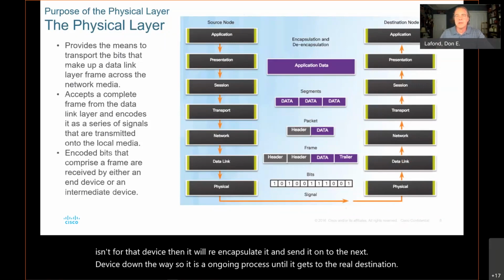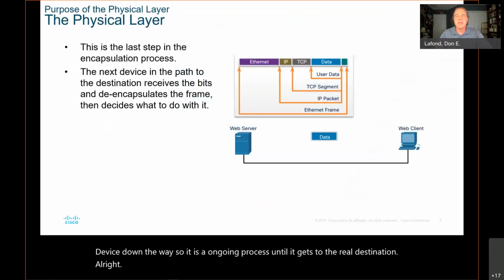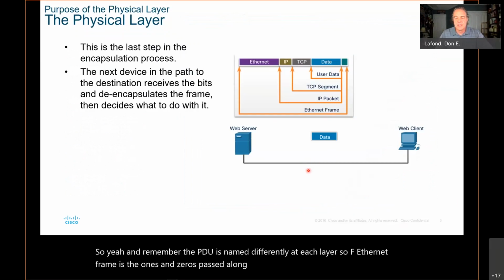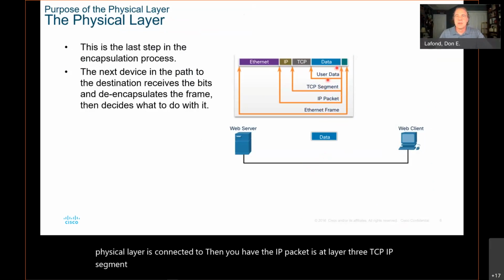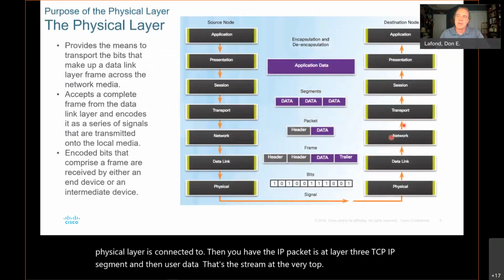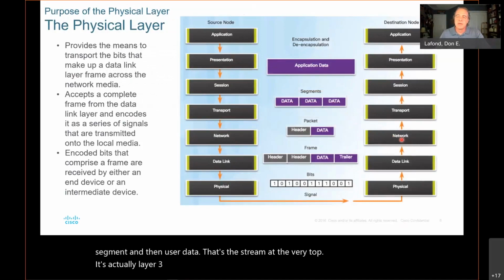All right. So, yep. And remember, the PDU is named differently at each layer. So Ethernet frame is the ones and zeros passed along, that the physical layer is connected to. Then you have the IP packet at layer 3, TCP/IP segment, and then user data. That's the stream at the very top. And actually, it's layer 3 that determines whether or not it is the right destination, not layer 2. I apologize for that. I'm going to have to redo this video now.